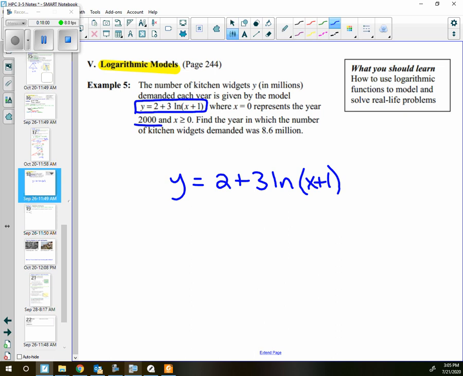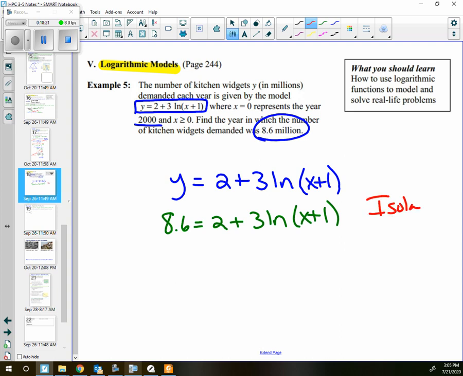It says find the year in which the number of kitchen widgets demanded was 8.6 million. In other words, that final amount was 8.6. So this would be a really straightforward equation for us to solve. It's just a log equation. Ask yourself your questions. Do you see log on both sides? Nope. So it's not one to one. That means we need to isolate and we need to use the inverse. So we're going to be doing those same things we always have. So go ahead, pause the video, see if you can isolate this and solve for x.